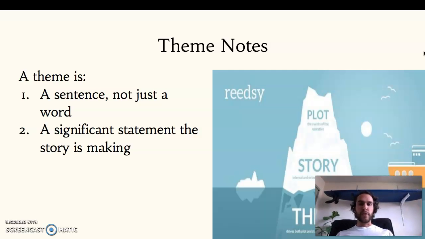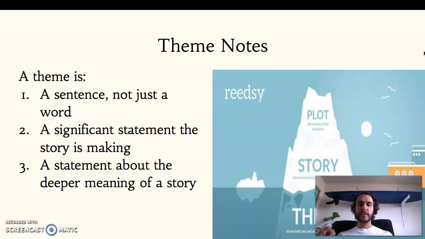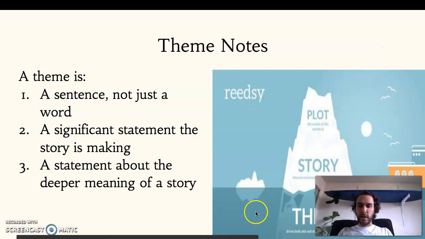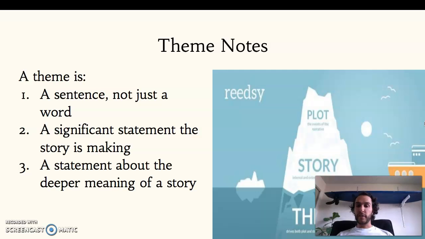Alright, number 3 for theme. A theme is always a statement about the deeper meaning of the story. That's where I think this picture helps a lot. So a statement about the deeper meaning. So the plot, this very top level, that's like the very surface level. It's kind of shallow. A plot is like, well, what happens at the beginning, what happens at the middle, and then what happens at the end.